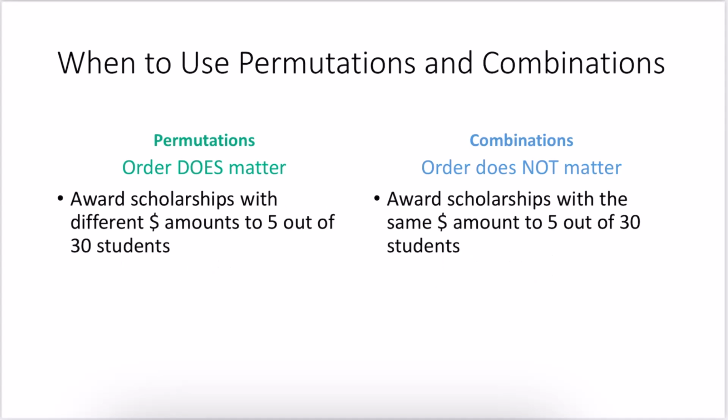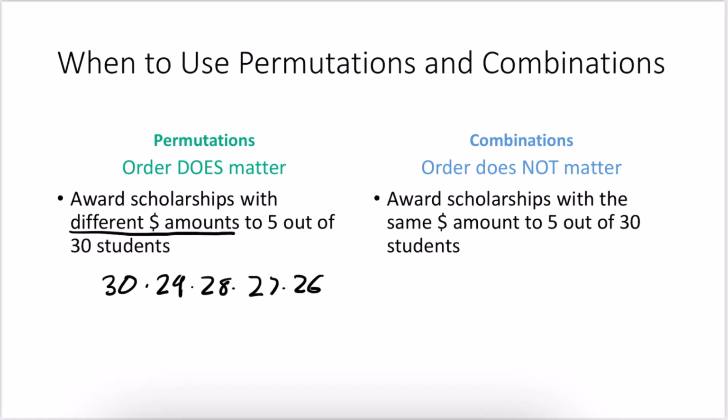As one last example of when you could use permutations versus when to use combinations, we could look at awarding scholarships. So if you had a situation where you were awarding scholarships with different amounts to 5 out of 30 students, in this case, the order matters, because you would have 30 choices for who to give the most expensive scholarship to. Then you would have 29 choices for the next one, 28 choices for the next one, 27, and then 26 choices for who you could give the cheapest scholarship to.